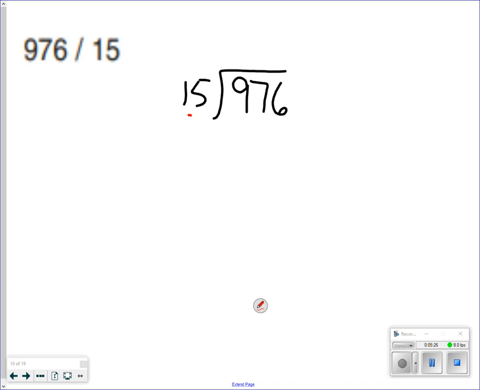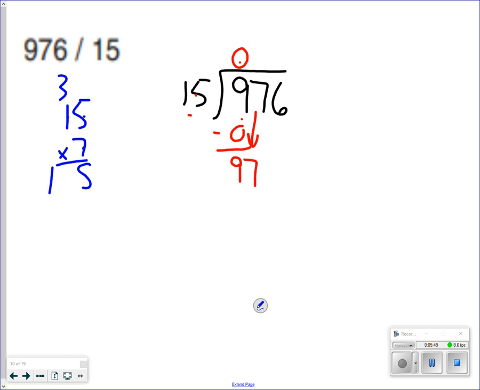How many 15s can go into 9? 0. 15 times 0 is 0. I'm going to subtract. I got a 9. I'm bringing down the 7. I have to figure out how many 15s can go into 97 without going over. Let's try 15 times 7. Let's see what we get. 5 times 7, we get a 35. 7 times 1 is 7 plus 3 is 10, so 105.